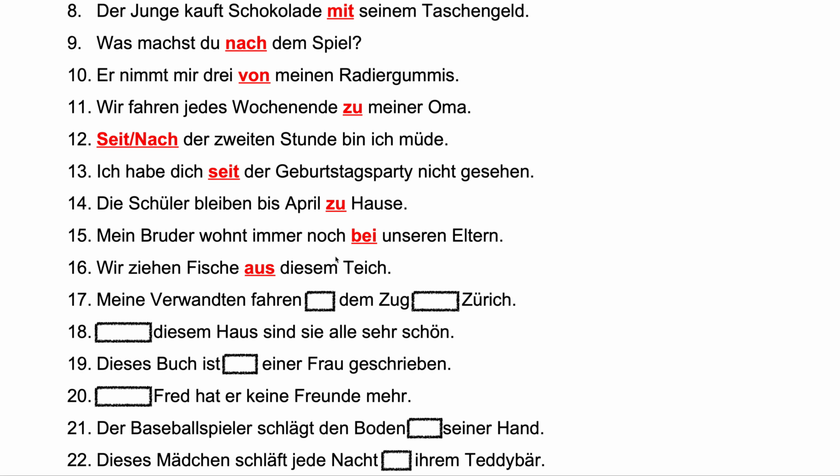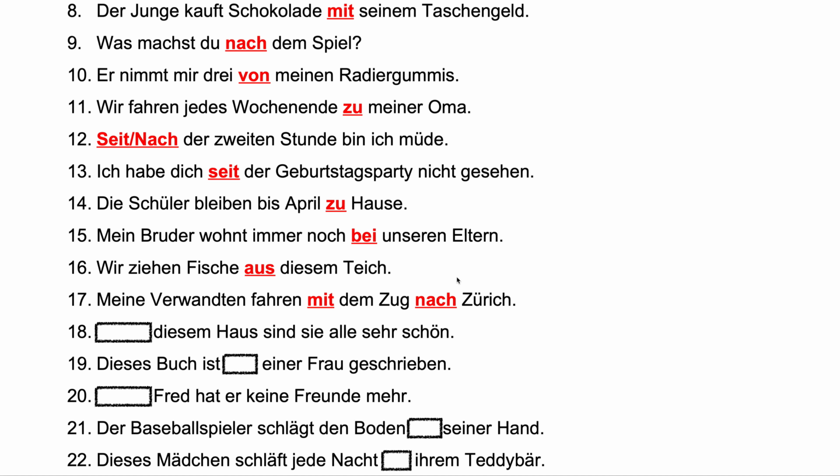Meine Verwandten fahren blank dem Zug blank Zürich. So, my relatives are driving something the train, something Zurich. Zurich is in Switzerland, of course. Zug is a mode of transportation. If you use fahren and a mode of transportation, you need mit to kind of combine those two things. So they're driving with the train or they're going by train. If you're going to a city, I already mentioned, that is nach, no matter what you're doing. So you're going to that city, that has to be nach. Meine Verwandten fahren mit dem Zug nach Zürich.